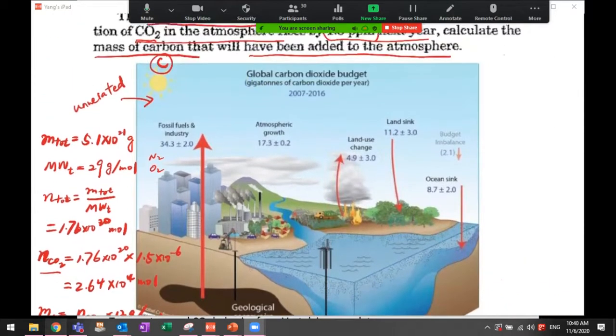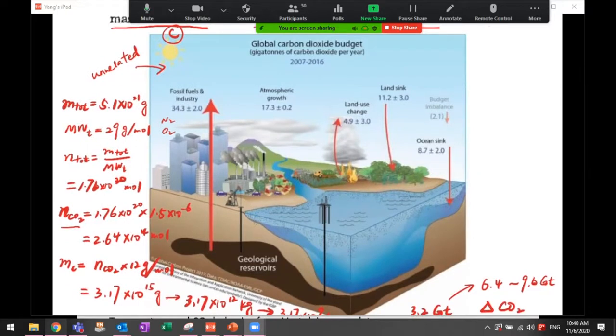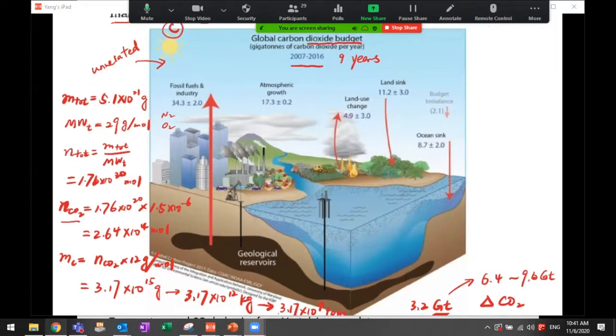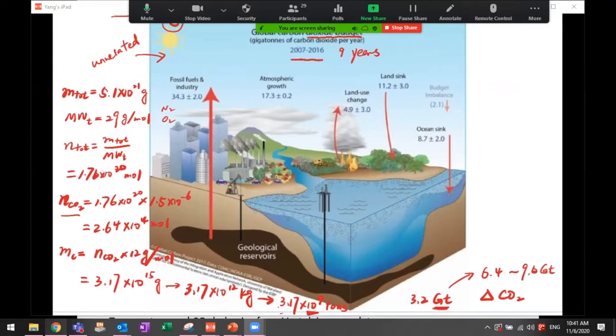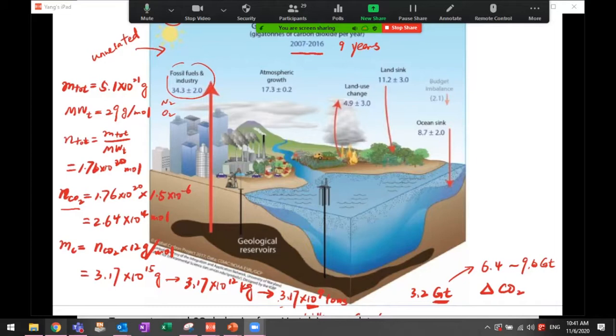And then what this plot shows is a budget of the carbon dioxide over the past few years, from 2007 to 2016. So this is 9 years. Over these 9 years, you can see what the sources and sinks of the carbon dioxide are. Fossil fuel combustion, fossil fuel and industry, they dump in 32 gigatons over these 9 years, all right? And this is the source.